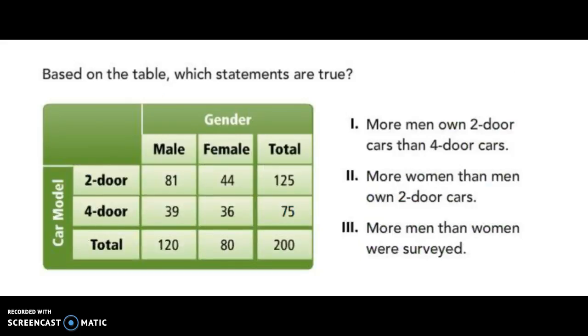Looking at our next one, it says, based on the table, which statement is true? More men own two-door cars than four-door cars. We're looking just at men, so those are the males, and then we're comparing which kind of car door that they have. So two-door is more than four-door, so this statement is true.